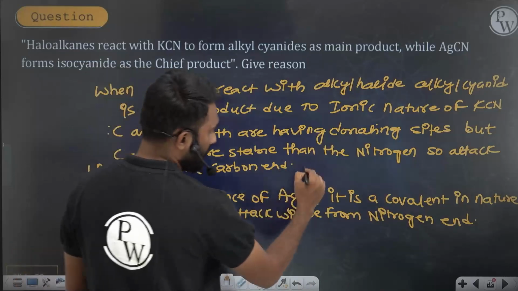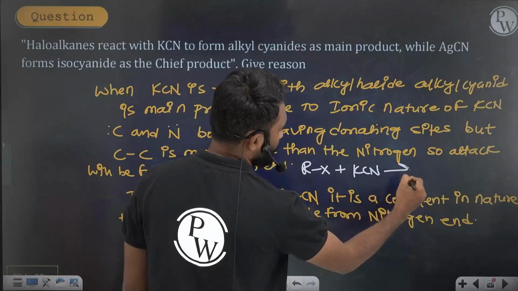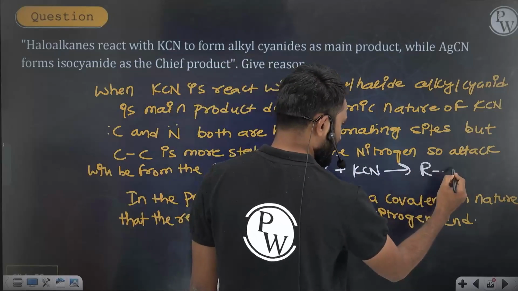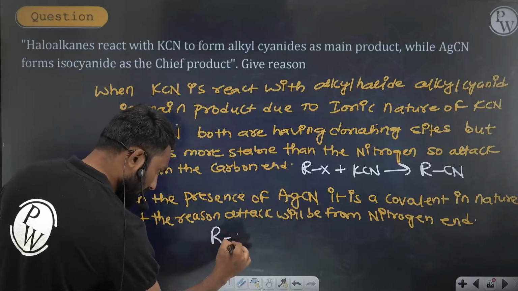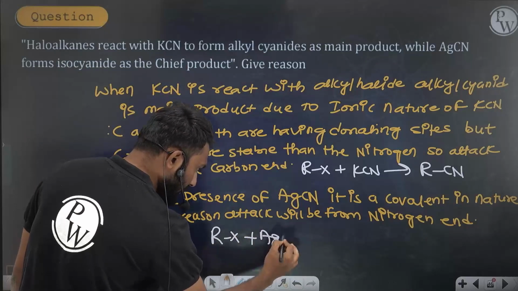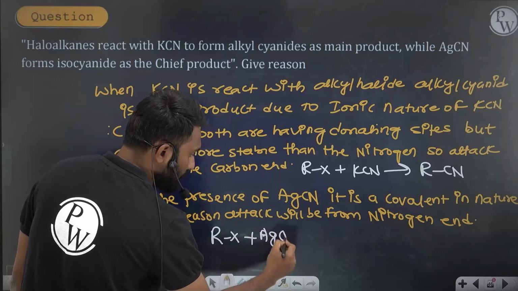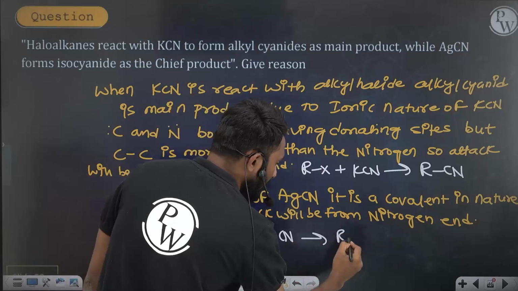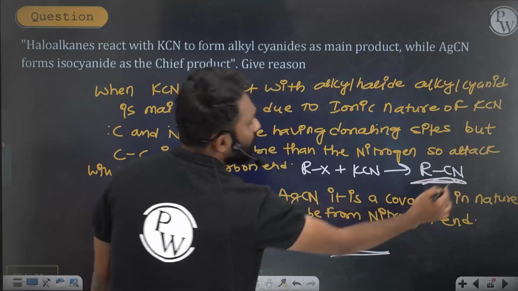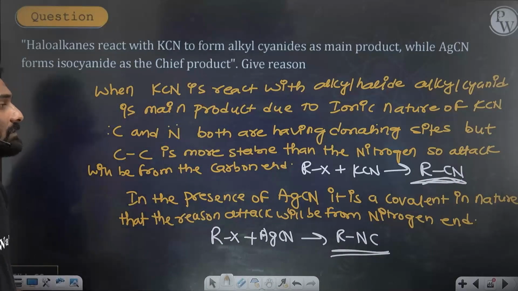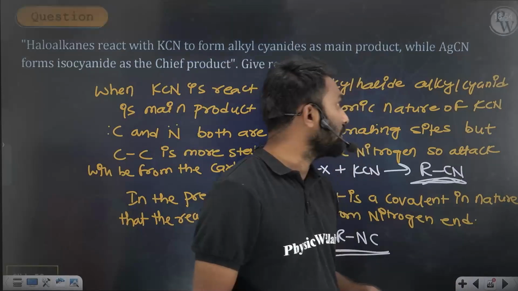Clear? Now here, alkyl halide in the presence of KCN leads to alkyl cyanide. Now the alkyl halide in the presence of AgCN, due to its covalent nature, the attack will be from the nitrogen, and this will give the isocyanide. Clear? Now next, I will give one question for you.